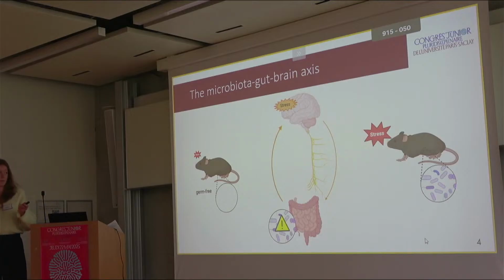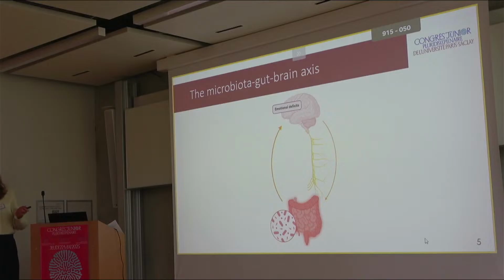We also know that across species, alterations to the normal composition of the gut microbiota lead to a higher incidence of emotional deficits or psychiatric disorders, with these deficits being more severe when this alteration happens at a young age.